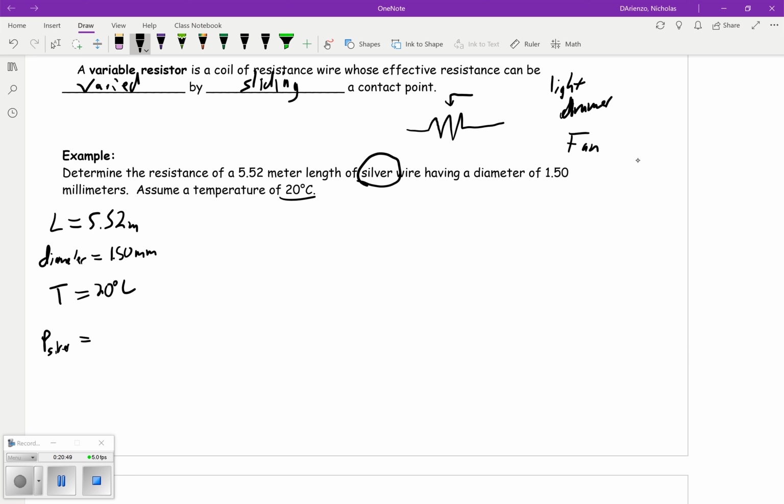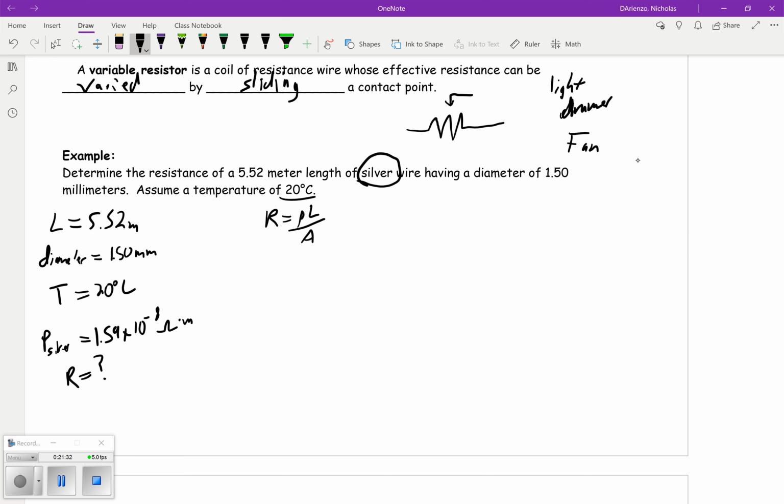And therefore, we know the resistivity of silver because it's given to us on the reference table, and that's going to be in ohm meters. So we can find resistance. That's what we're looking for here. We can find resistance using our resistivity equation. We know the resistivity, we know the length, but in order to find R, we need the area, the cross-sectional area of the wire.